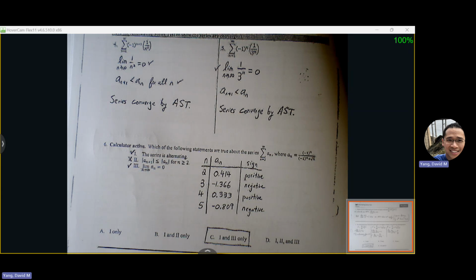I guess number six is an example where there's an alternating series, the limit of a_n is eventually approaching zero, but it's kind of jumping back and forth, and it doesn't quite meet that second condition where every term and the term before it create a ratio that's less than one.